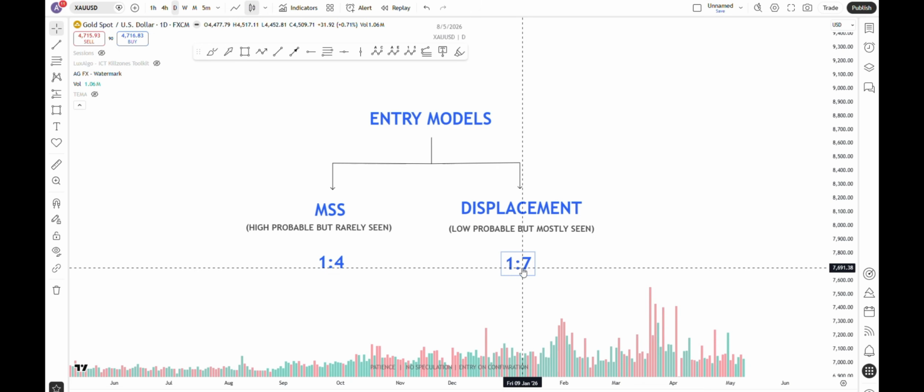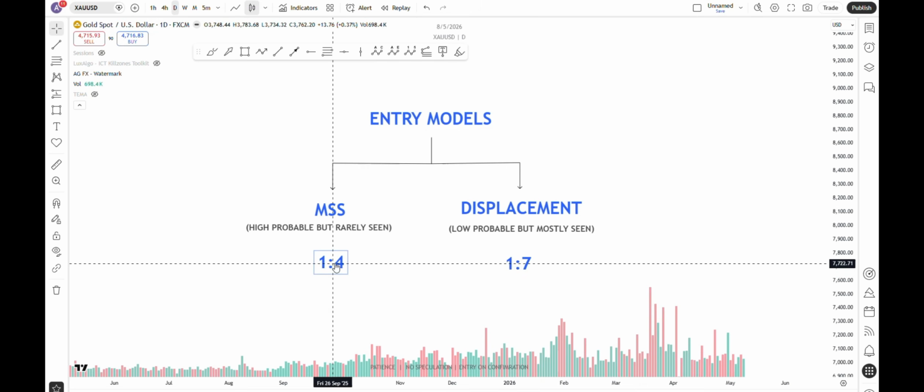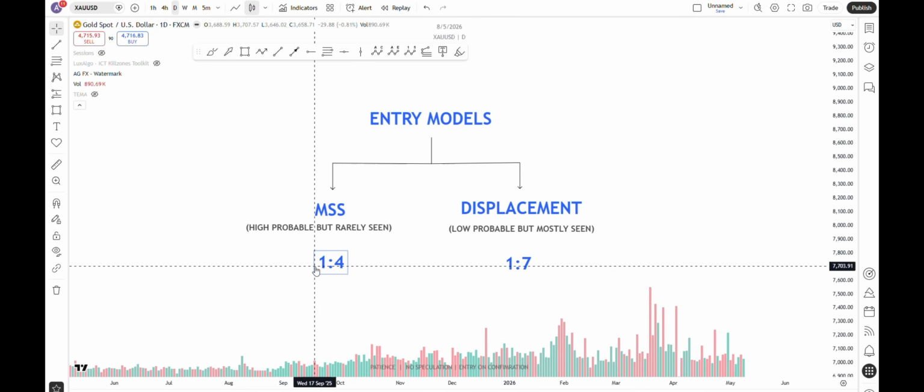Because you are going to lose a lot of the time, whenever you win using this entry model, which is displacement, you need to get a good risk to reward so that you can recover all the losses and also make some more profit. So this is basically for gold, 1:4 and 1:7.